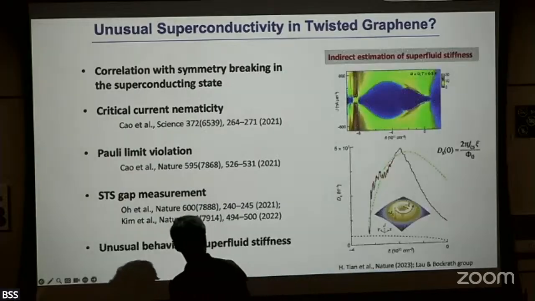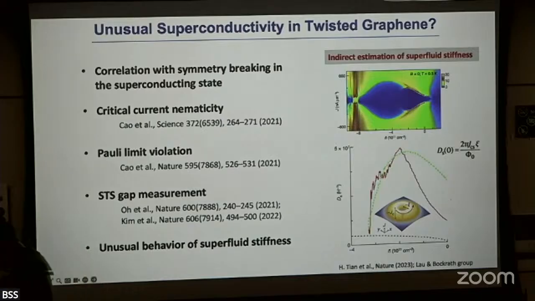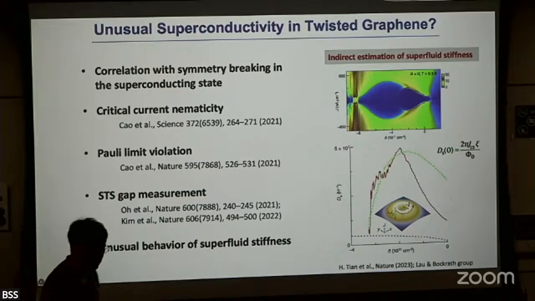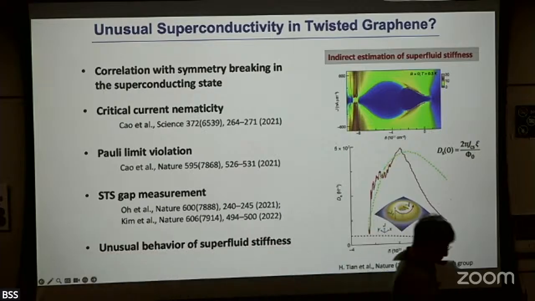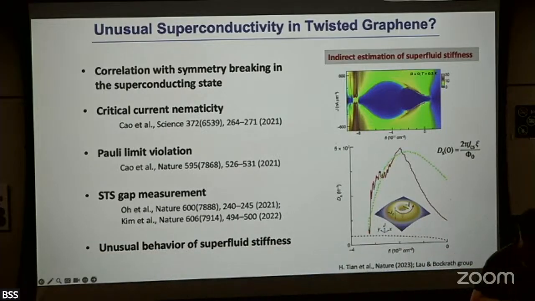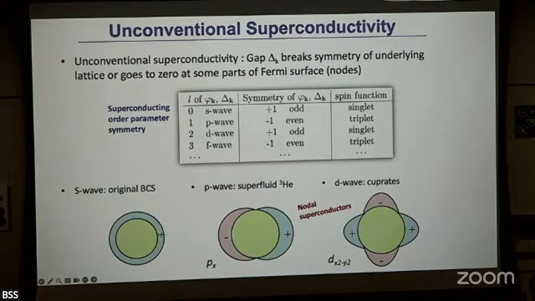But the other experiment, shown a few years ago, is measuring superfluid stiffness. They start to see that the superfluid stiffness is much larger than what is expected from simple band-type pictures. I'm going to explain that a bit more later, and it has some characteristic behavior that cannot be easily explained in terms of the conventional view. Okay, so that's the part that I argued. Right, so let me just break down this argument a little bit, and let's go through that.